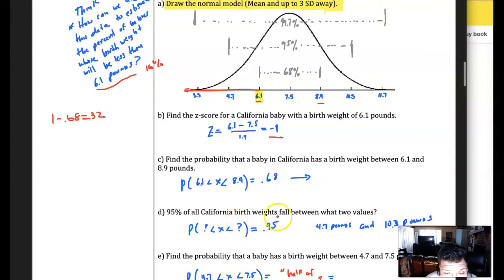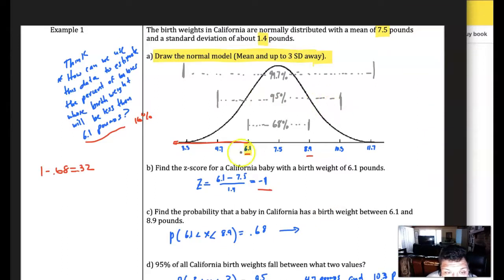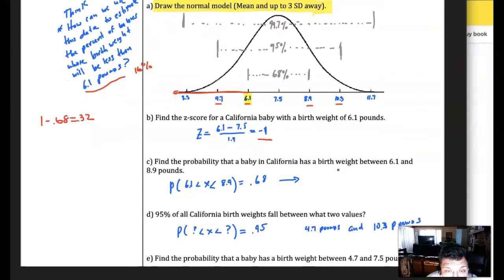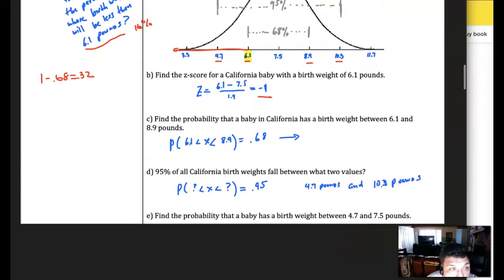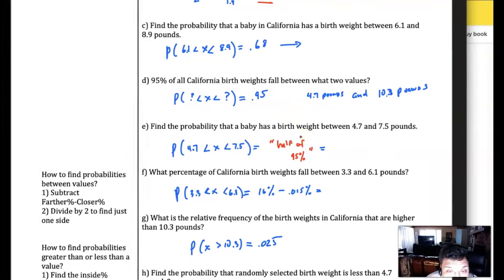95% of all California birth weights fall between what two values? Well, here's 95%, and so we see it's from 4.7 to 10.3. That's what we're looking at with the values. So it's between 4.7 pounds and 10.3 pounds is our answer there. And then we can continue on answering these questions.